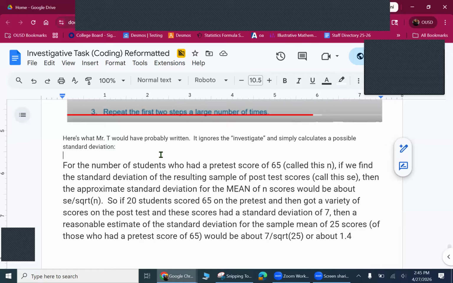And then I said, let me plug in some numbers to show you what I mean. So if 20 students scored 65 on the pretest and then got a variety of scores on the post-test, and these scores had a standard deviation of 7, then a reasonable estimate of the standard deviation for the sample means of 25 scores of those who had a pre-test score of 65 would be about 7 divided by square root of 25, 7 over 5, or 1.4. It's not a correct answer according to them.